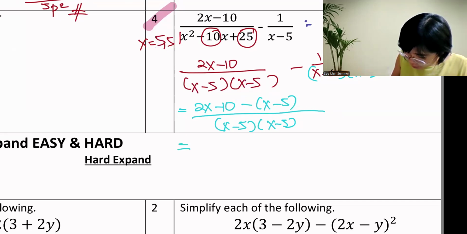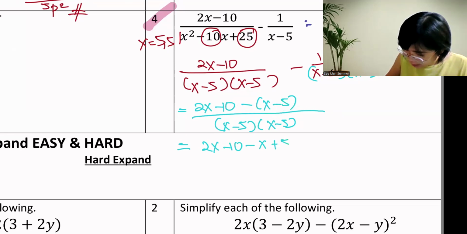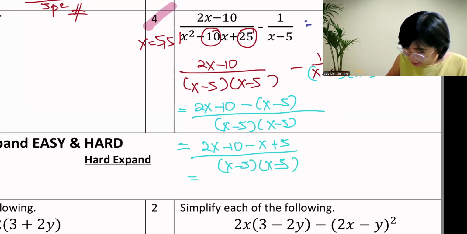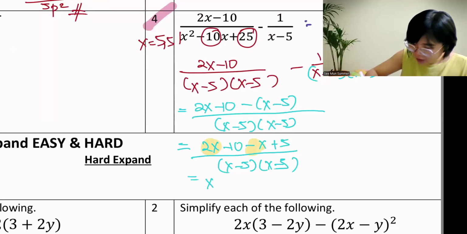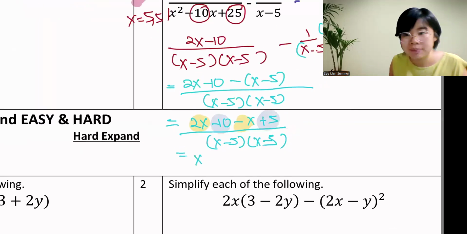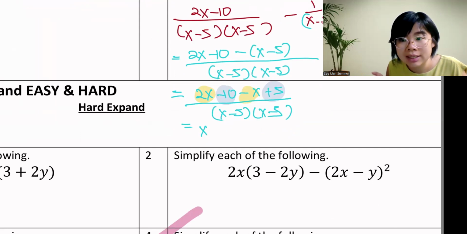So we'll have 2x minus 10 minus x. Remember here, minus minus will become positive 5. And then you will get these 2. And then tidy up a bit. So can you see similar terms? We have 2x and minus x. So 2x minus x will be x. And then the interesting one is negative 10 plus 5, so x minus 5.